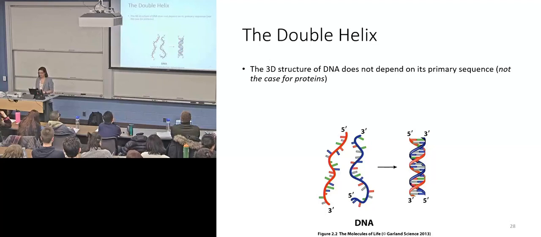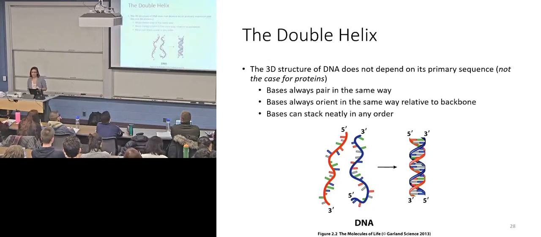It does not matter what the order of bases looks like. DNA will always make this structure. It does matter what order the amino acids are in a protein. It dictates what it folds into and what types of structures it makes. Okay? Bases always pair in the same way. They always orient in the same way relative to the backbone, and they can stack neatly on top of each other. It's sort of the vertical helical axis direction. Okay? And that is especially stable.